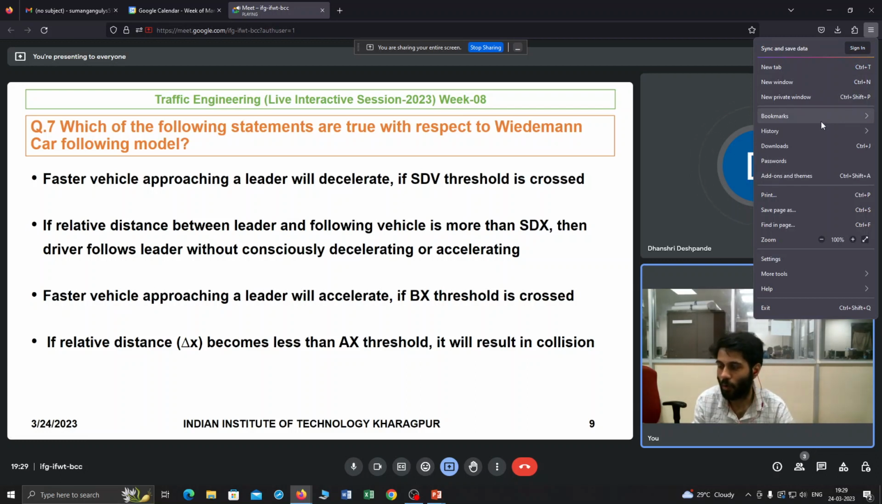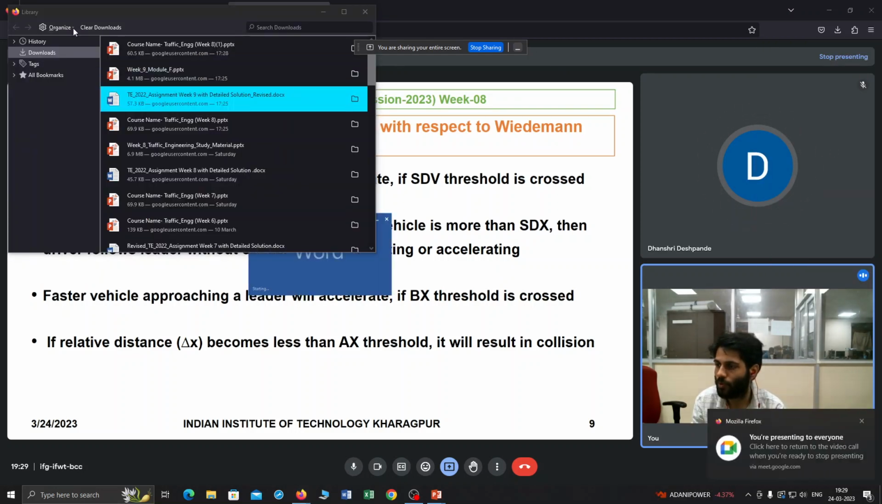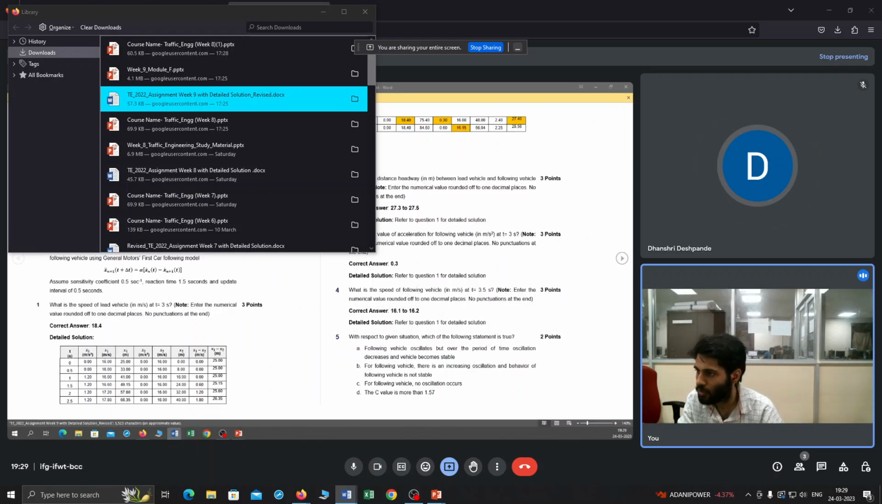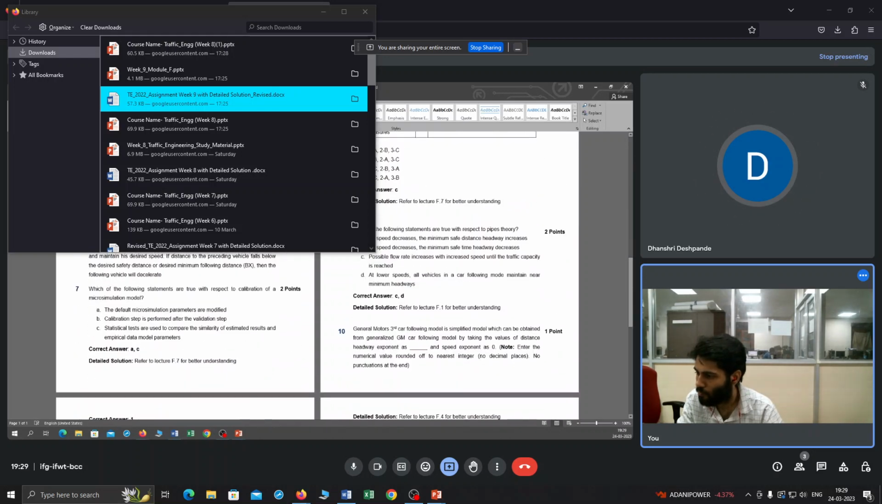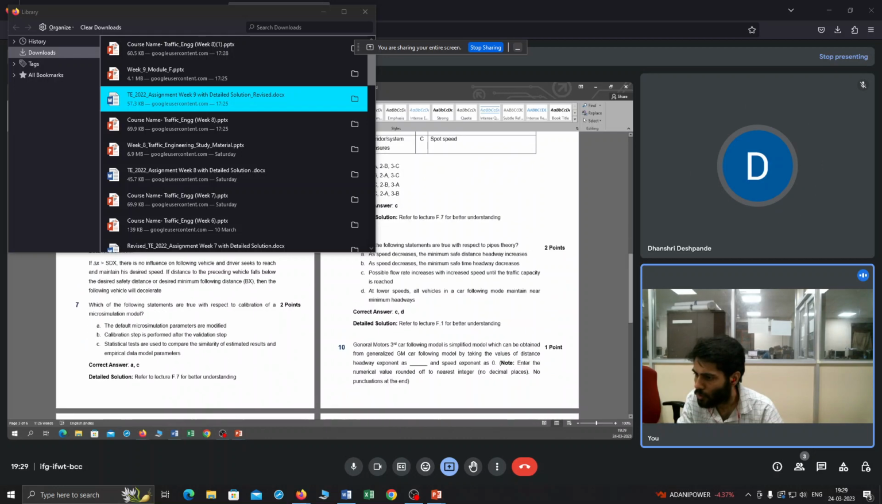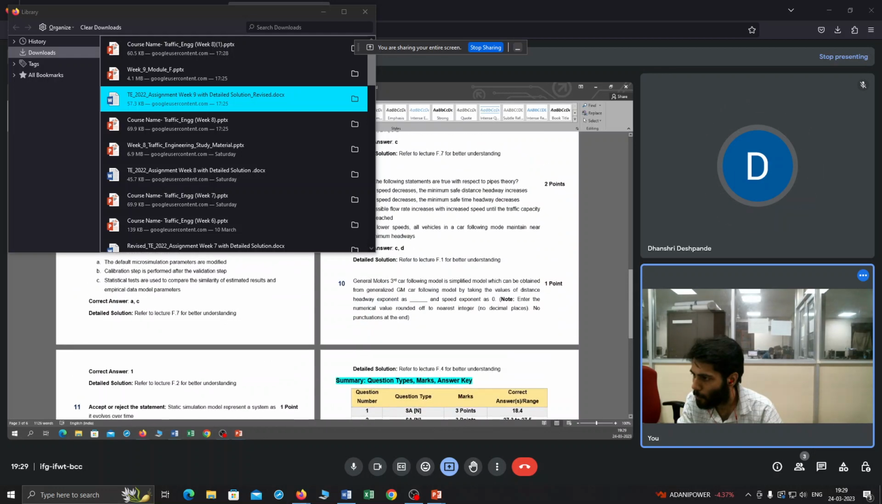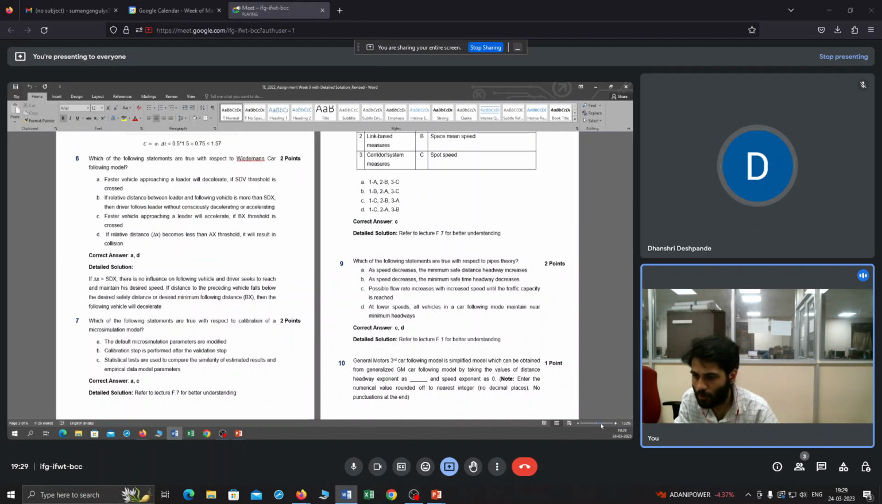Okay, this question I have to also check the answer because I do not remember the formulation of this Wiedemann car following model exactly. So maybe I will check. I have the solutions also with me. With respect to car following model, let me check whether I am having this or not. Okay, let me zoom it so that you will be able to also see.